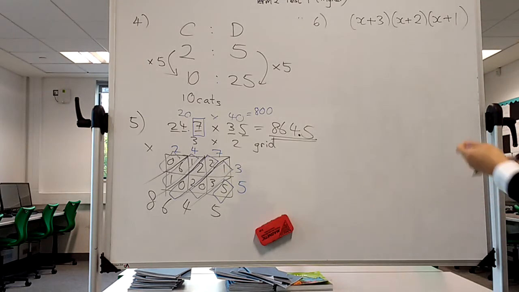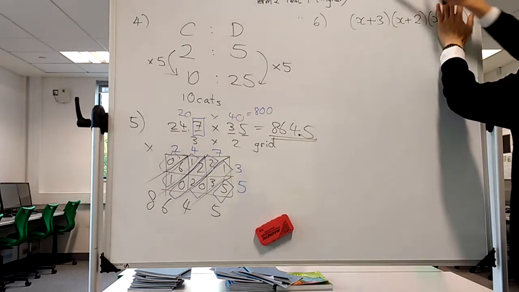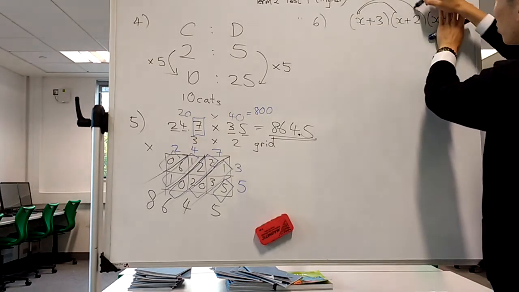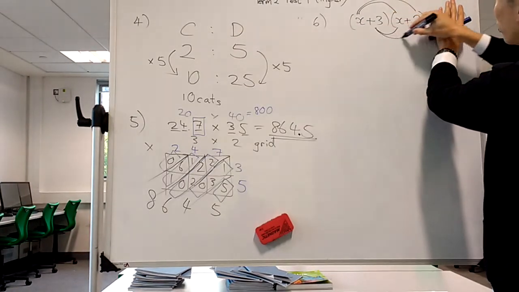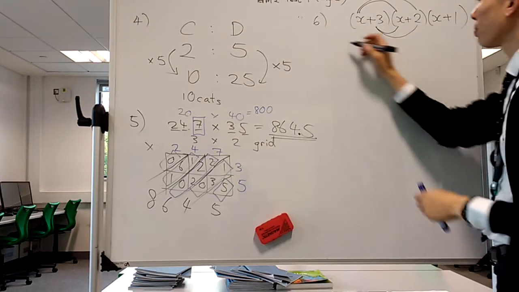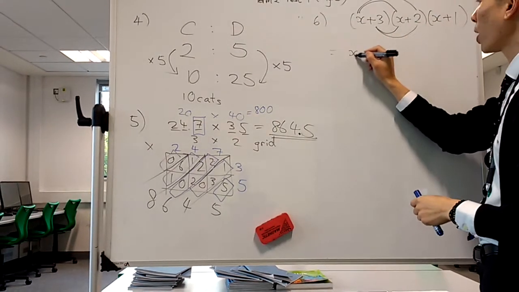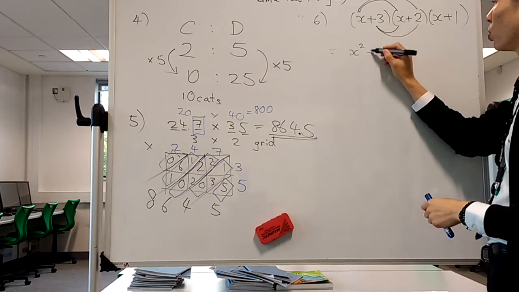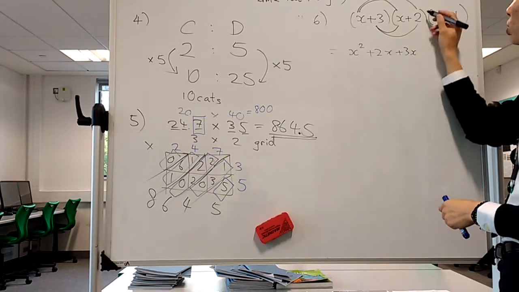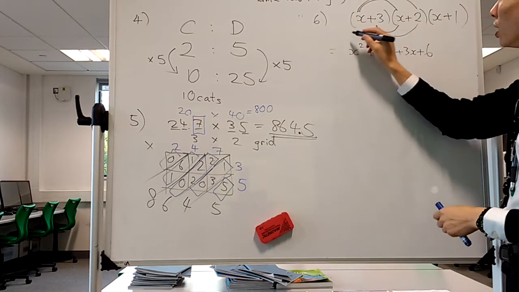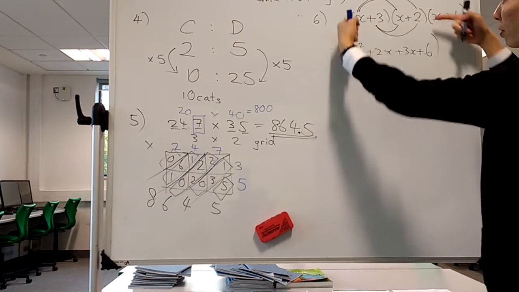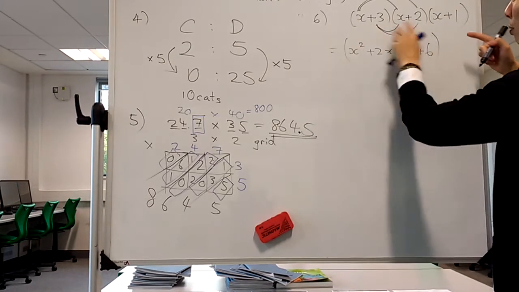So let's ignore that first. Do the old-fashioned way, which is x times x, x times 2, 3 times x, and 3 times 2, draw those 4 arrows, etc. So x times x is x squared, x times 2 is 2x, 3 times x is 3x, 3 times 2 is 6. So now that's the expanded version of this set of brackets.